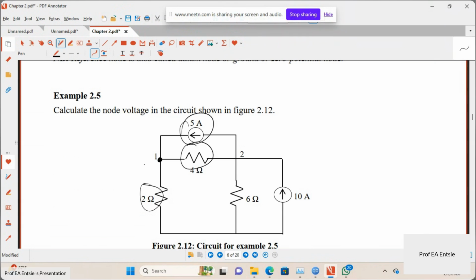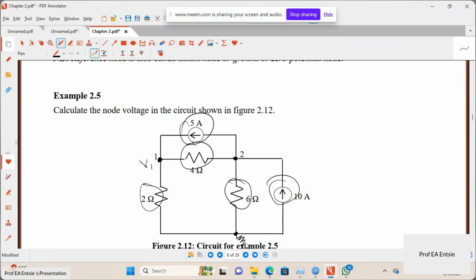So I'll call this point maybe node 1. It's already identified, so V1. Then another component, another component, another component, another component. So here too will be a node. Here will not be a node, here will not be a node. Here is a node because it is connecting these 2 ohms, 6 ohms and 10 amperes. So here is a node.